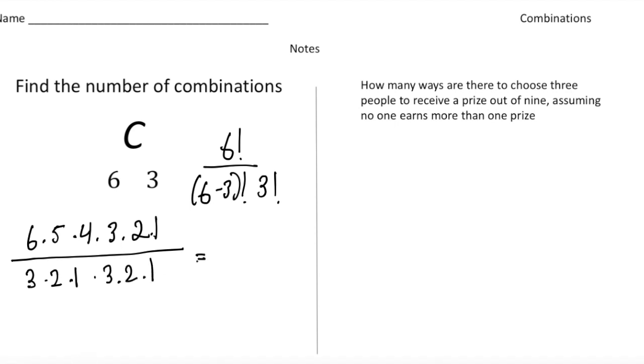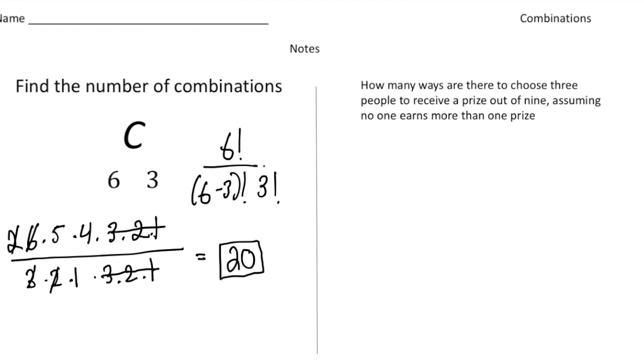All right, so now we need to reduce. So I know that I can cross these and these off, right, because they're the same factor. And I know that 6 and 3 can be reduced to make that 2, right? And then I can cross off the 2 and the 2. So finally we have 5 times 4. So altogether there are 20 combinations.